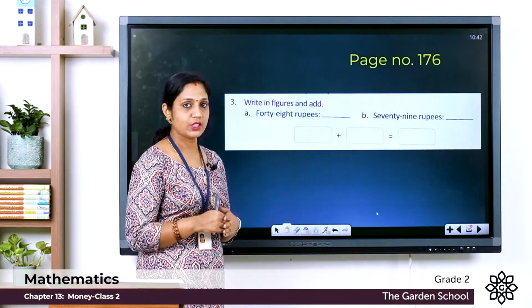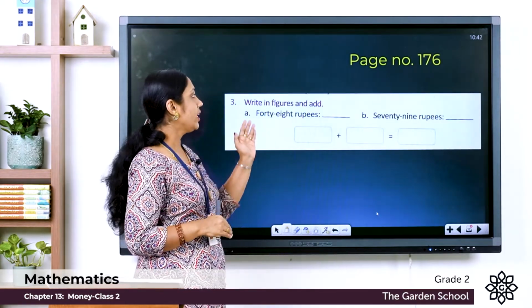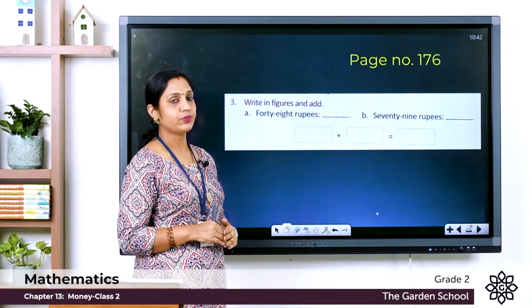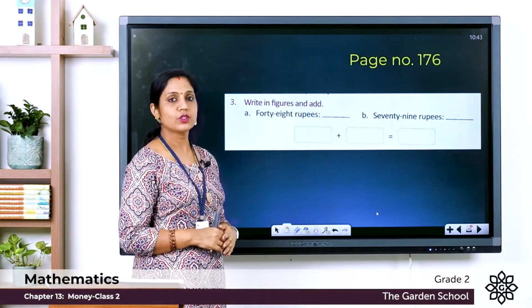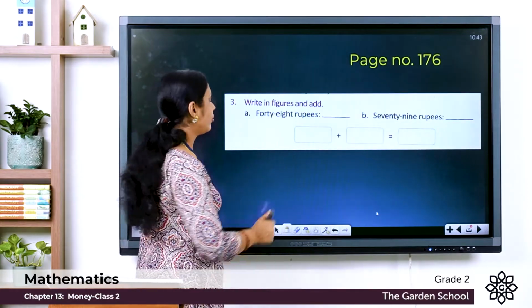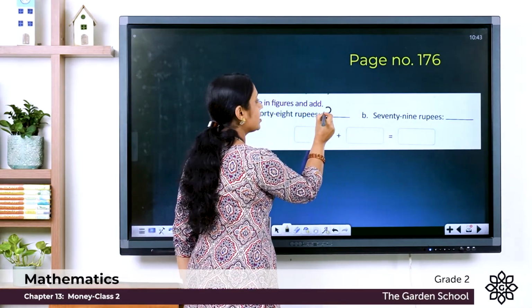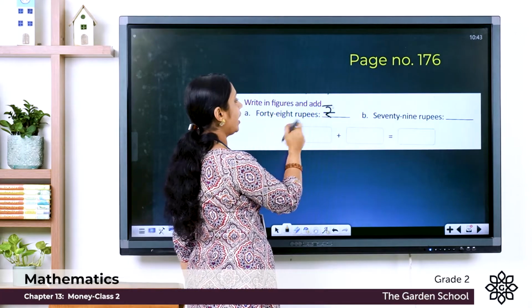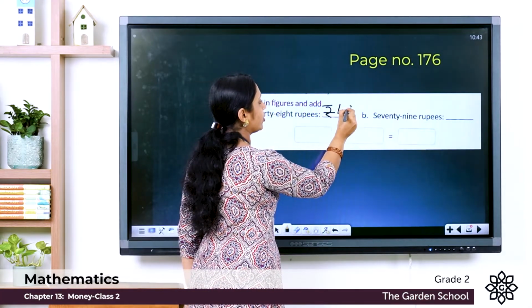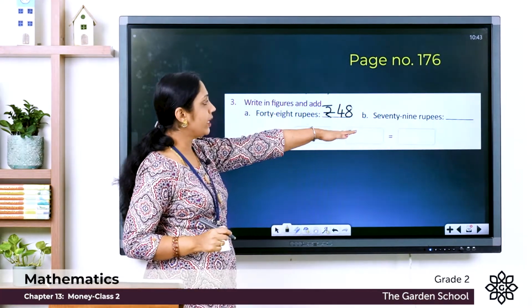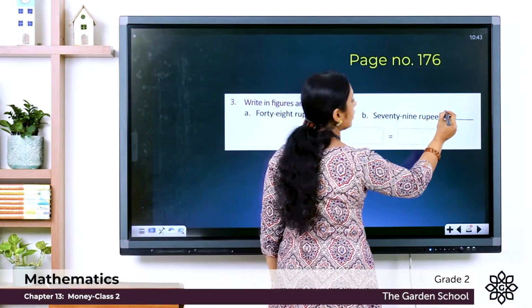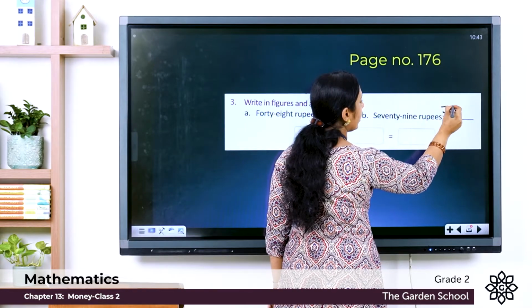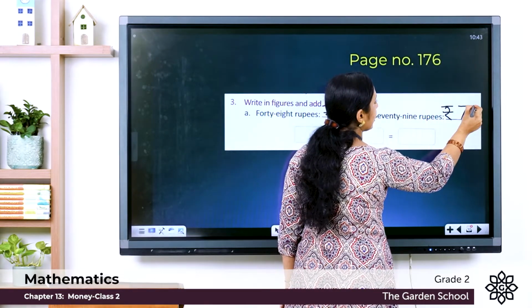Now, next question 3. Write in figures and add. So look here, A, it is 48 rupees. So how can you write this in figures? We have to write the rupee symbol and 48. Now look at the next one, B, it is 79 rupees. So write the symbol of rupee and we'll write rupees 79.